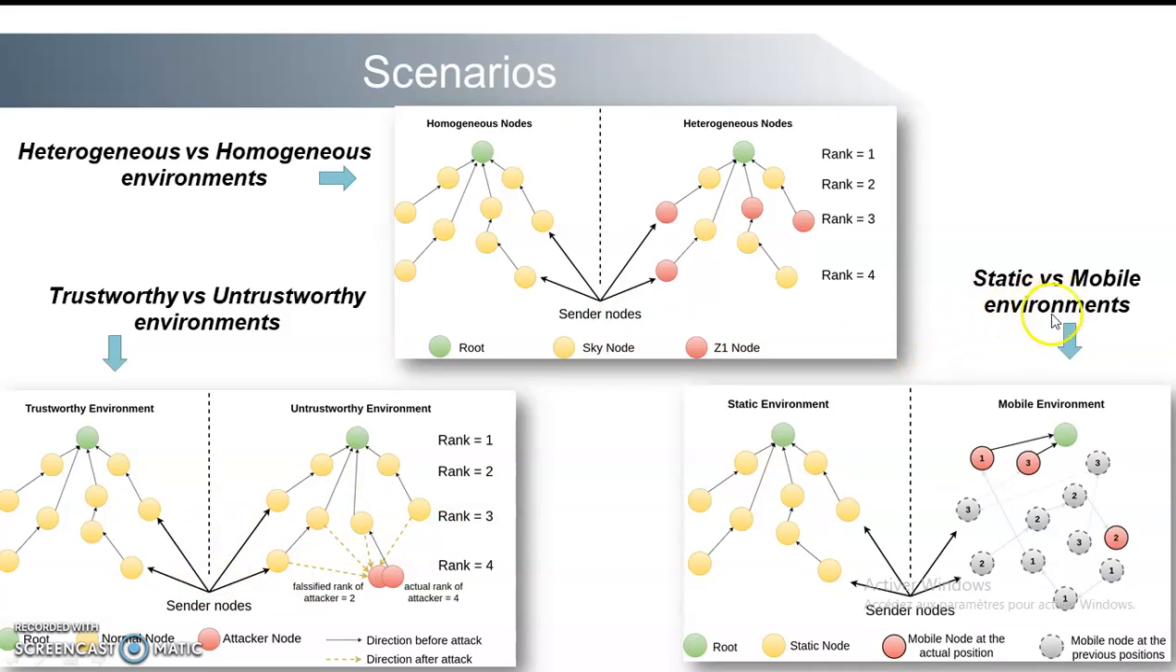Static versus mobile environments. In this scenario, the mobility of IoT devices is considered. To simulate mobile nodes, a random waypoint model is used to select their destination randomly using a uniform velocity, while they stop for a short time before moving to the next destination.